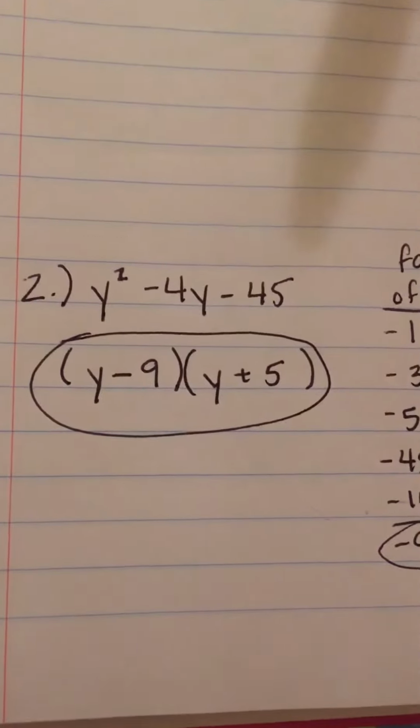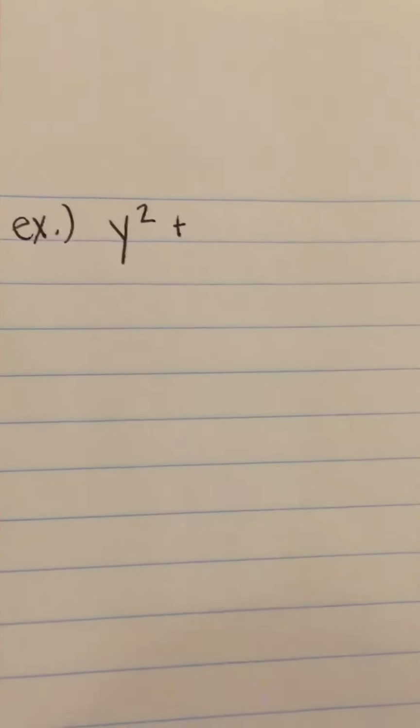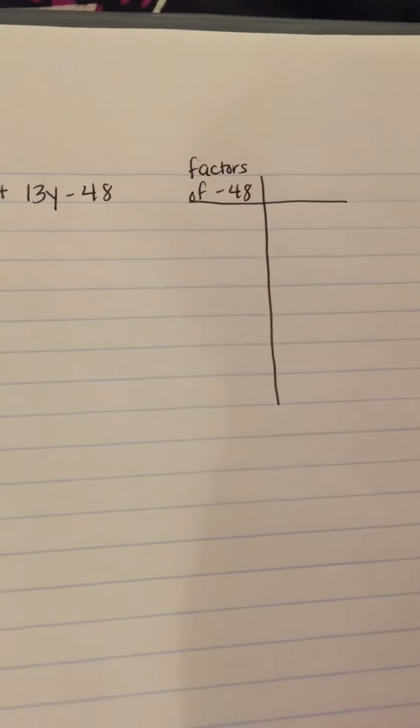Another kind of problem you're going to see is going to look a little bit like this. y squared plus 13y minus 48. Now, when you're creating your t-chart, sometimes what happens is that you get pretty lucky and you figure out your factors fairly early. Sometimes it takes a while. And that's perfectly okay. All right? Sometimes you're just going to have to keep going.